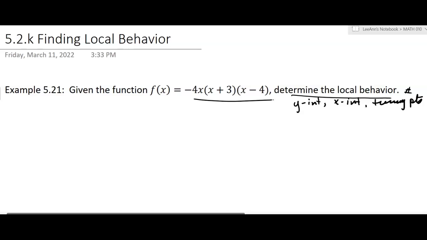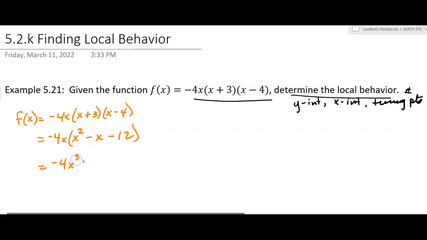That's going to be great when we want to do the x-intercepts, but for other things, we would like it in the general form. So let me recopy it. And let's multiply the binomials out. And then let's distribute the negative 4x. Okay, that will help us to have it in both.